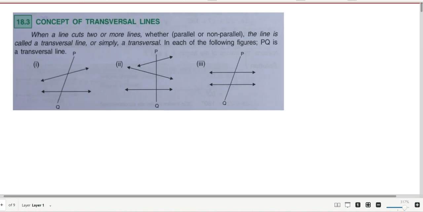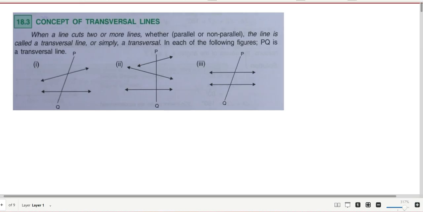Which line is said to be the transversal? If a line cuts, that means intersects, two or more lines. Here, the two or more lines are not necessarily parallel, and not necessarily intersecting. Then that line is said to be the transversal line, or simply a transversal. In each of the following figures, PQ is said to be the transversal.